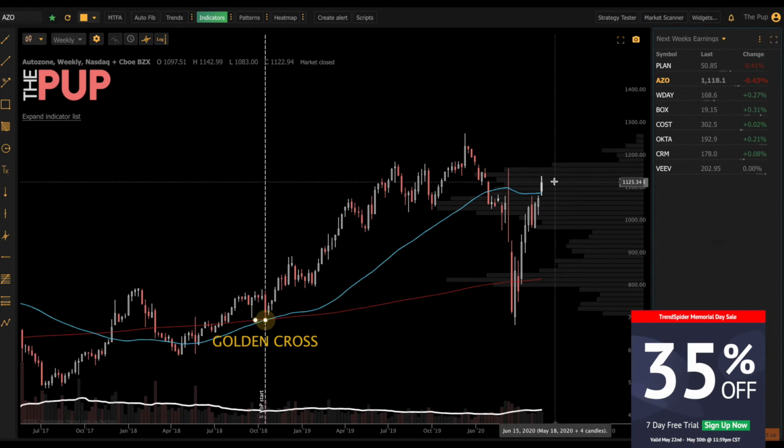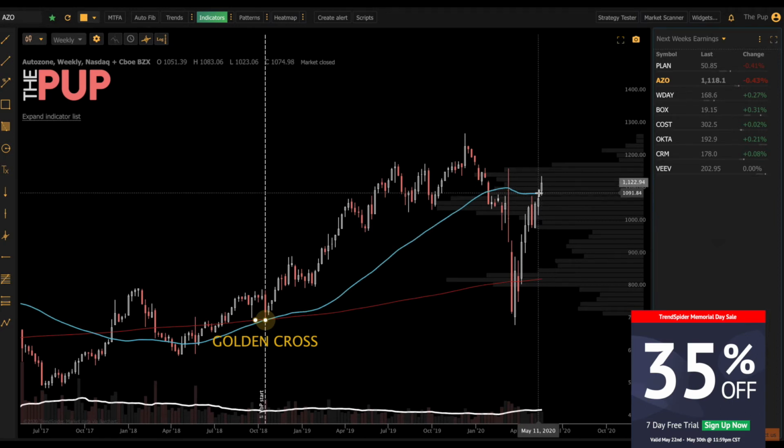So closing over the 50 moving average is definitely a bullish sign. We can use the 50 simple moving average in essence as a stop loss if we were to enter the trade here. We had our golden cross. We see that we've created the supply zone of volume right here. So I think this is an interesting trade.